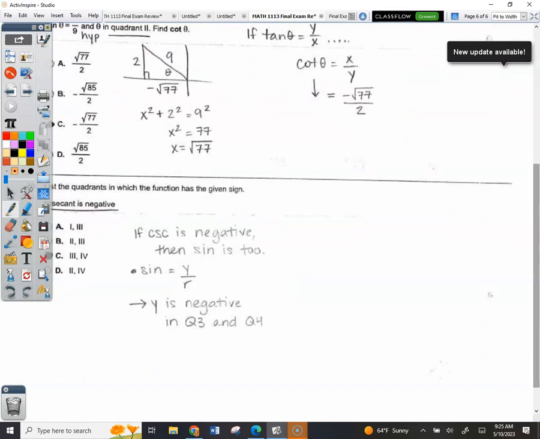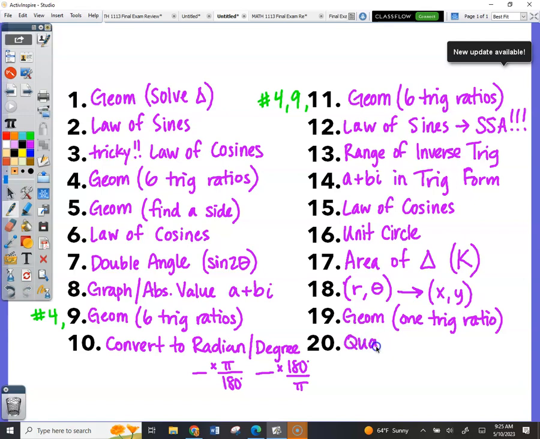It says, what quadrant is cosecant negative? So my thought process was, okay, well, if cosecant's negative, then sine is too. And then I said, well, what is sine? Sine is y over r. Where is y negative? Y is negative in quadrants 3 and 4. So then cosecant would also be negative in quadrants 3 and 4. So as far as topic goes, I guess I'm going to say quadrant signs, maybe, is what it's asking. I'll put quadrant signs.